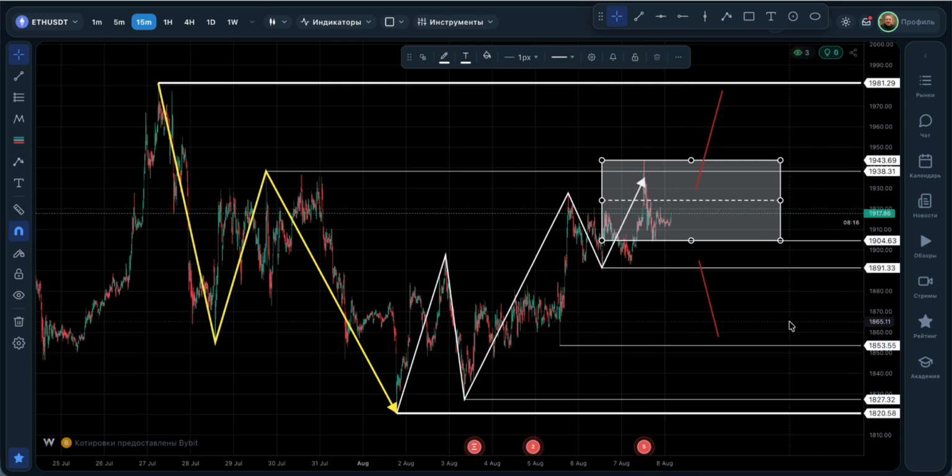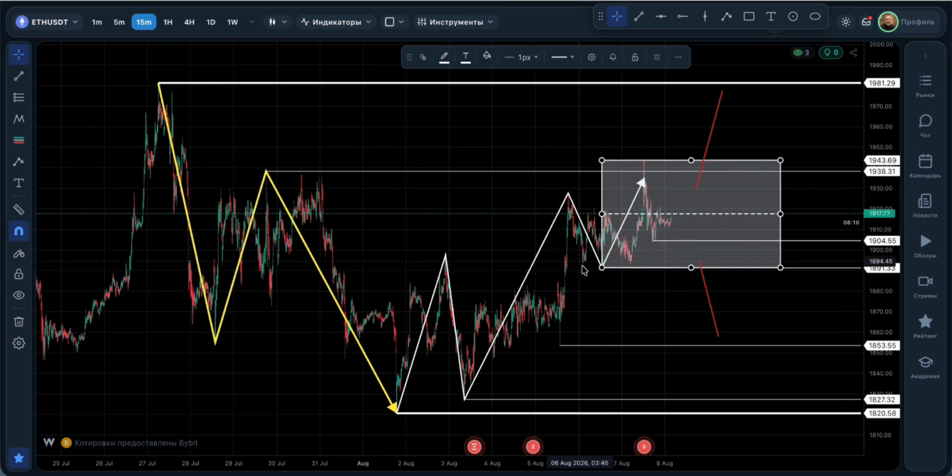Pay attention to this. In any case, we understand that they are building up accumulation over the weekend. And you can trade the breakout of this major accumulation range from 1900, 1891 to 1943. They're building up accumulation over the weekend. We are waiting for the price to break out of this accumulation. The trading direction is the broken boundary of this price range.